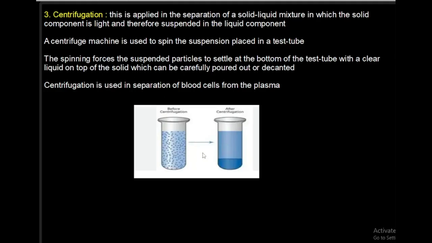All right. So in this case, after centrifugation, we discover that the blood cells will settle at the bottom, and then we are going to have a clear liquid upper layer, which can now be carefully decanted. All right. So centrifugation basically involves a solid liquid mixture, and it is applicable in what? Separation of blood cells from plasma.